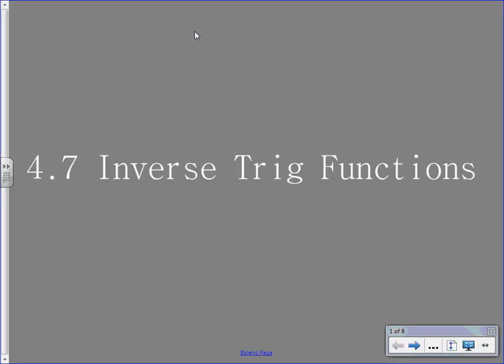Okay, today we're going to talk about inverse trig functions. So first, let's talk about relationships with just inverse functions. What does it mean to be an inverse function? How do we find inverse functions?